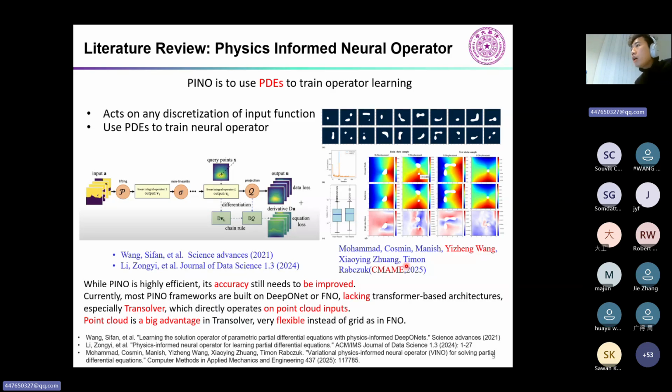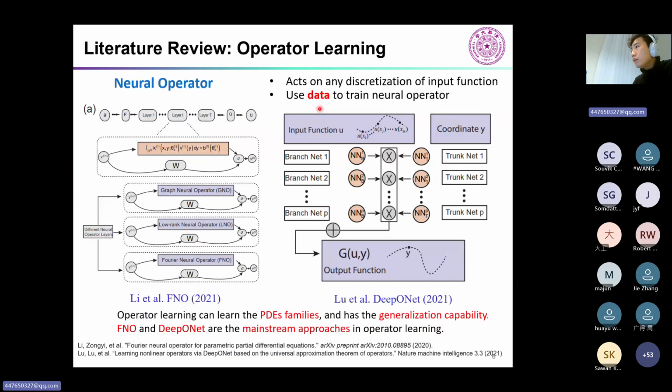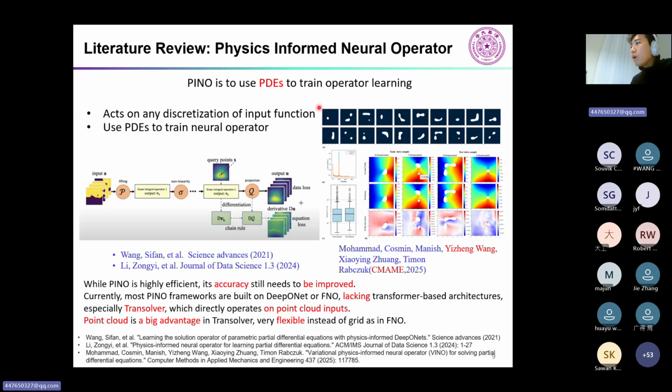Now I introduce a review about the Physics-Informed neural operator. Physics-informed neural operator means it uses the PDE only, using the PDE to train the operator learning. In the last slide, operator learning used data. However, currently a lot of work uses maybe only the PDE to train the operator learning. For example, there are two representative ways. The first one is PINO. The second one is VINO.